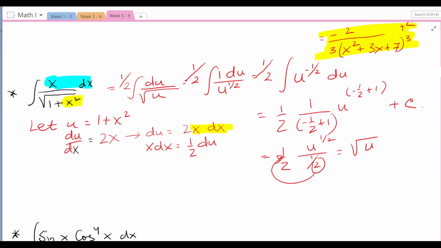Square root of u, and therefore we can replace our u back, which is 1 plus x square, as the answer. Don't forget to include the constant. That is the answer for these questions, including the constant. Let's see another one.